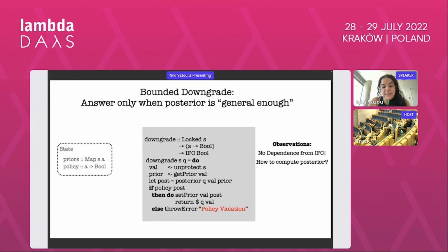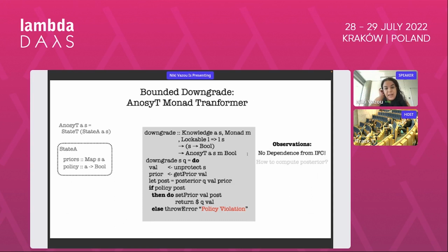But this observation is interesting because this bounded downgrade is not bound to a concrete IFC implementation, so we are going to use a monad transformer to define it. The only interesting thing that I'm changing here is this wrapper of the secret values, where I say it's some lockable thing L that the IFC that I'm going to transform should define somehow. And also I am defining the state of the Anosy monad that essentially keeps track of the policies that I'm enforcing and also maps each secret to the prior knowledge that I have revealed.